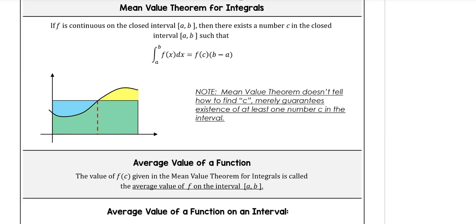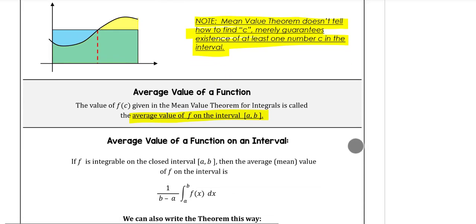Now there is a note here, and that note is kind of important. Again, the mean value theorem doesn't tell you how to find c, it just says it exists. So this is another one of our existence theorems. What we want to remember is that the value of f of c given in the mean value theorem for integrals is called the average value of f on the interval. So you may be asked to find the average value of the function over an interval.